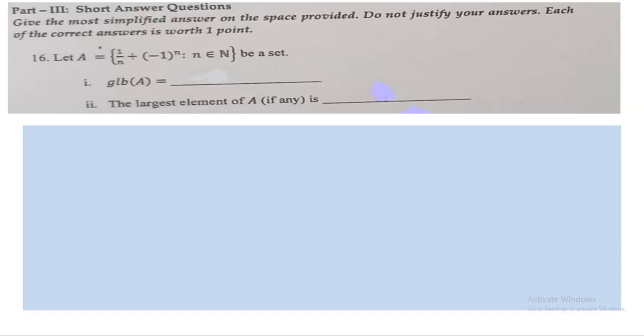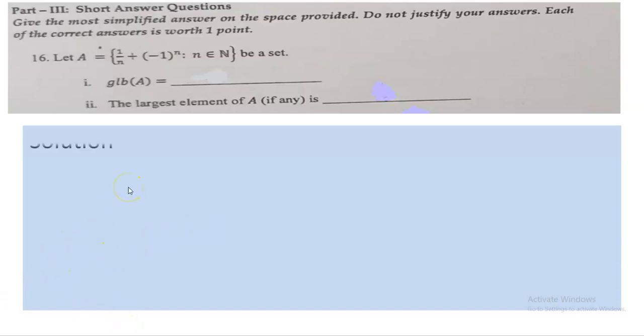It says you are given a set A, with elements 1 over n plus minus 1 to the power of n, for n an element of the natural numbers. So you are asked to find the greatest lower bound and the largest element of A, if any. So let me show you how this is done again.